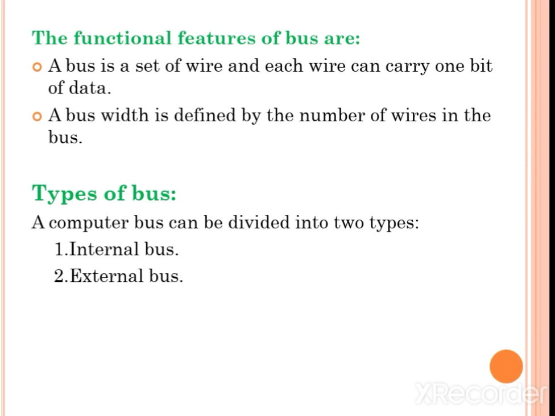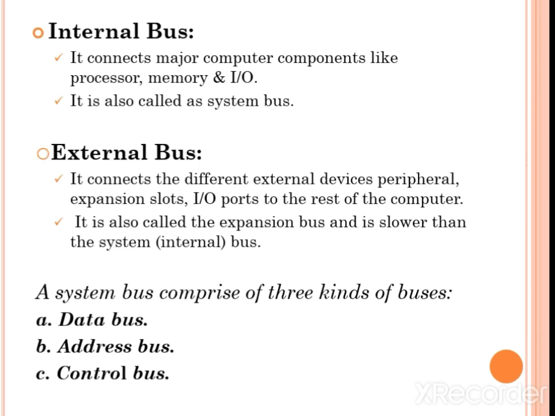Next we'll see types of bus. A computer bus can be divided into two types. First one is an internal bus. Second type of bus is external. By the way, you can understand it: external means outside. So all the components which are present outside the computer, that is external devices. So there are two types of bus: first one is internal bus, second one is external bus.